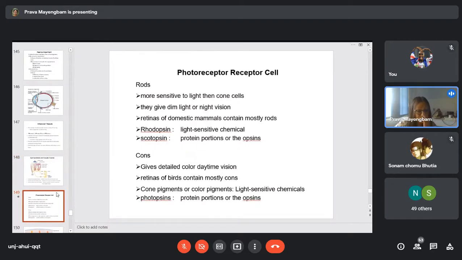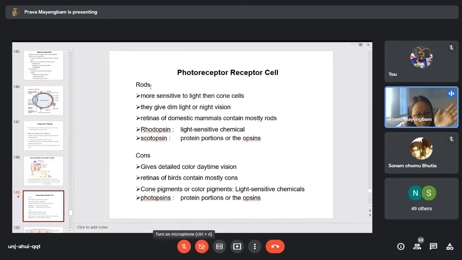Then come to the parts of the retina. In the retina there are photoreceptor cells. I have given some notes in relation to the different parts of the eye and their functions. In those notes, where the rods and cones are present is mentioned. Inside the retina there are two types of photoreceptor cells: one is rods, another is cones.